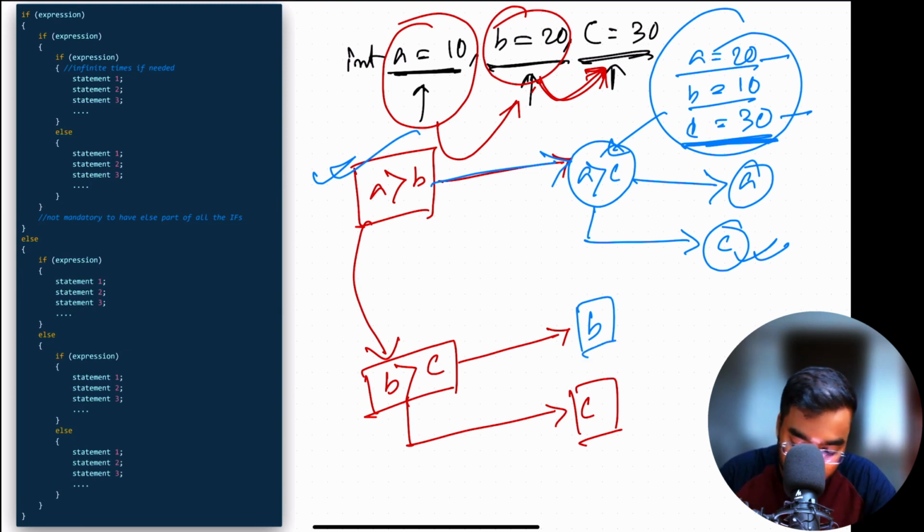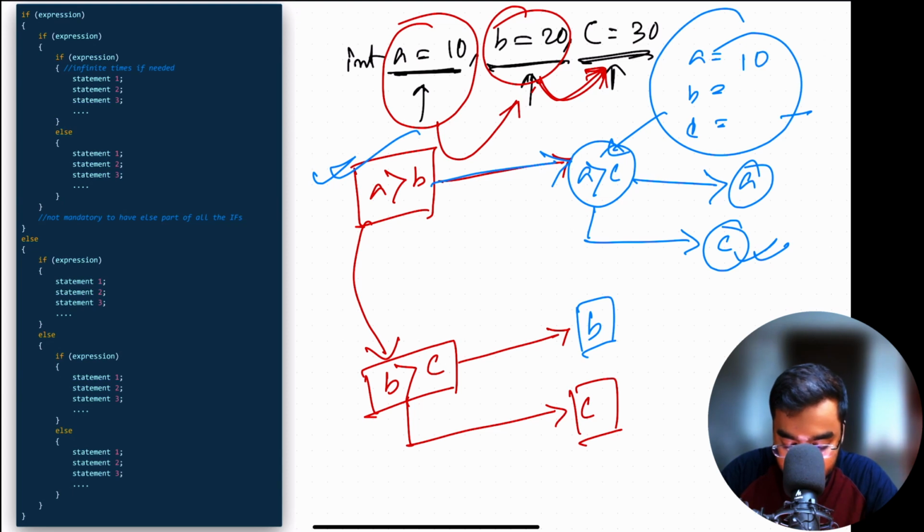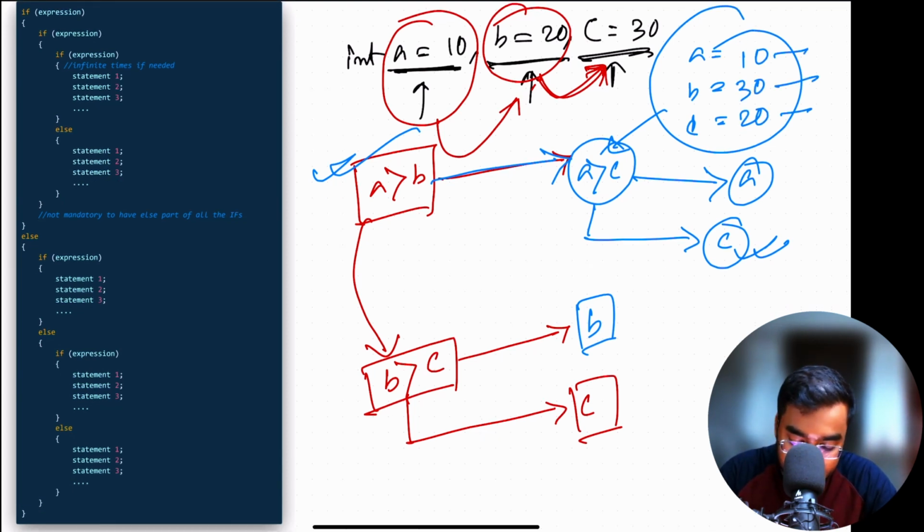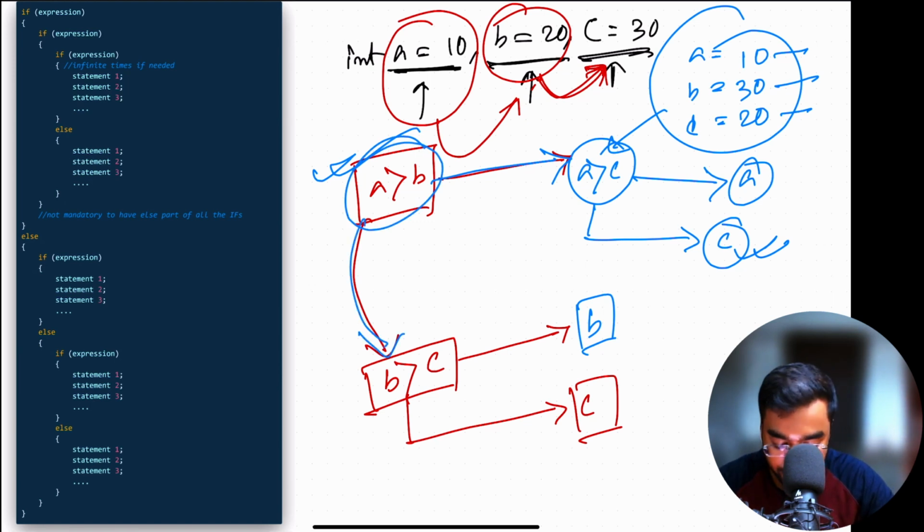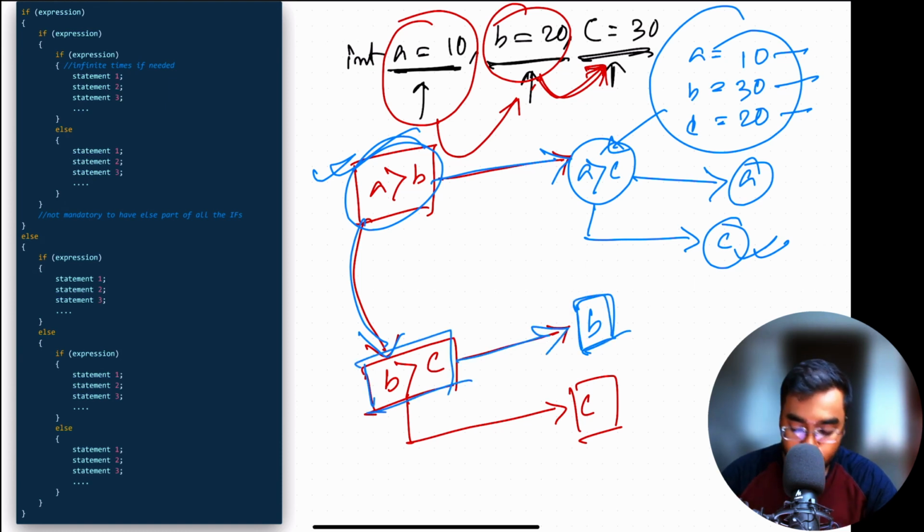For example, another example, let me take 10, then 30 and then 20. Now 10 is greater than 30? It is false. Obviously it will come to here. Then b and c would be compared, and as b is greater, b is the answer. So all the combinations I have shown you, and this is the logic. Okay, let's try to implement it.